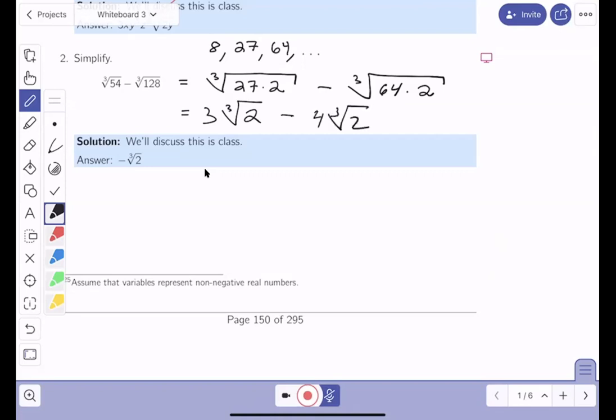Cube root of 2. Now, what do I notice? I notice I have two terms that have identical radical part. All I have to do is add their numerical coefficient. And what's your numerical coefficient? 3 minus 4, which would give me minus 1. Minus 1 what? Minus 1 cube roots of 2. We generally don't like to put the minus 1 down there, but it's not wrong. So I'll just simply write minus the cube root of 2.